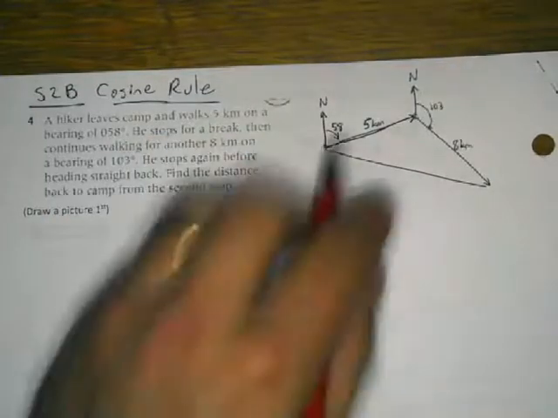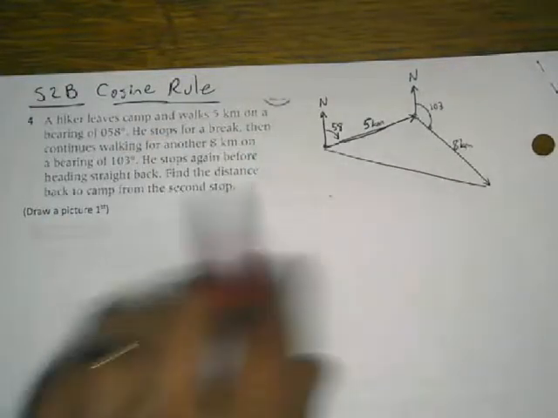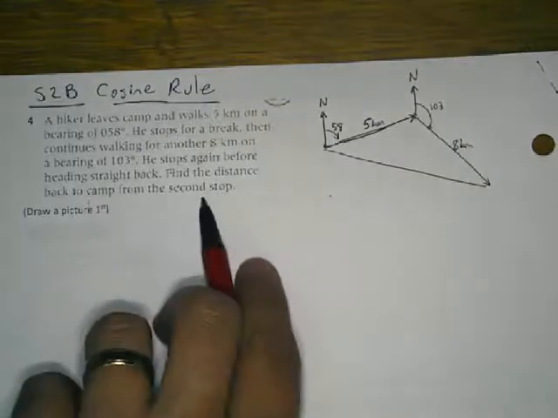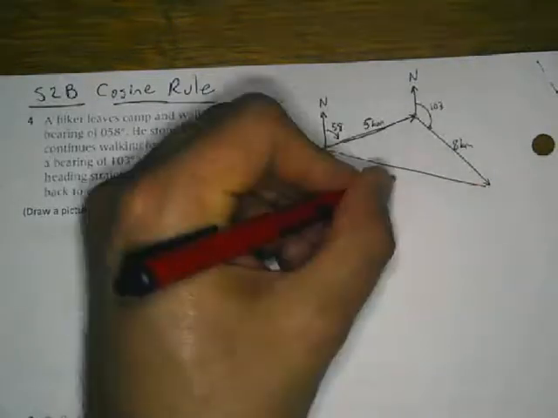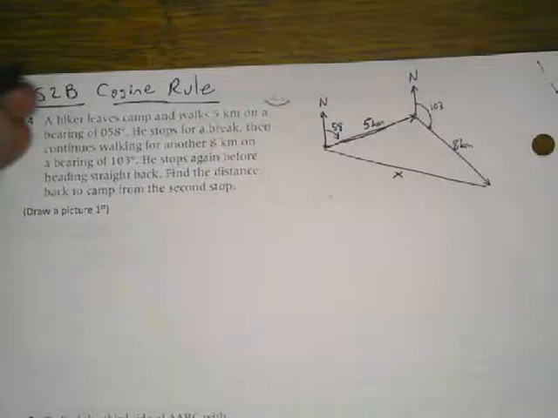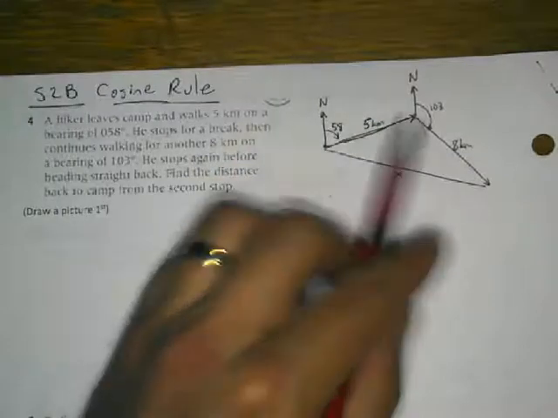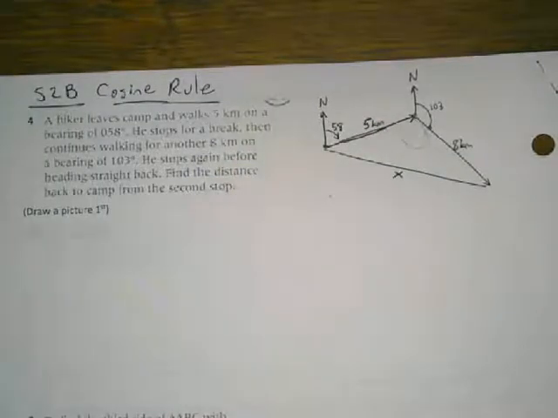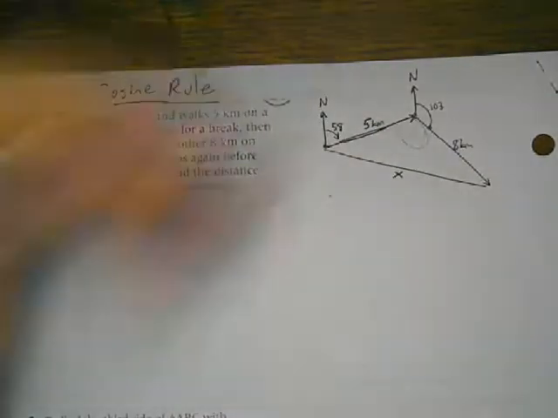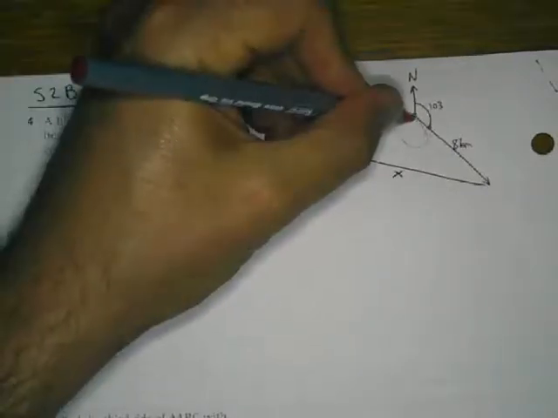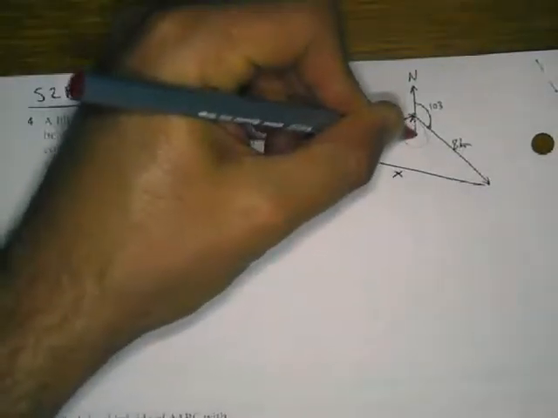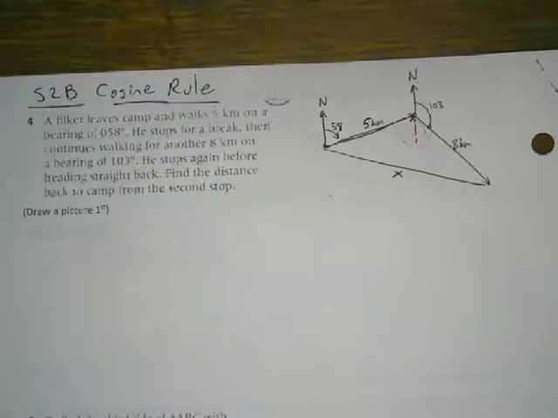And there's our triangle. Okay, find the distance back to the camp from the second stop. So we need this distance. The first thing I need to do, because we need to figure out angles, is figure out this angle right in here. What I usually do with this type of question is draw a dotted line here.